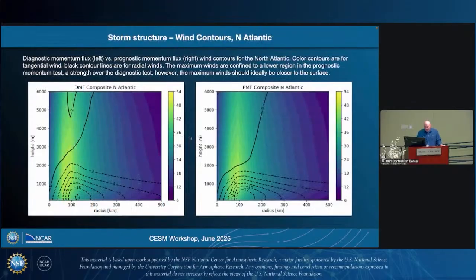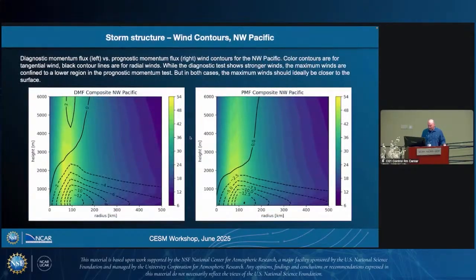These are some plots that show composites of storms in the different basins. This is for diagnostic momentum flux. So what we notice here basically is that the prognostic looks a little better. The winds are sort of pushed, or the radial winds are kind of lower down in the column, where we would prefer them to be. And it's the same situation roughly in the Northwest Pacific. This is again just diagnostic versus prognostic momentum flux. So we see that feature where the radial winds are lower.